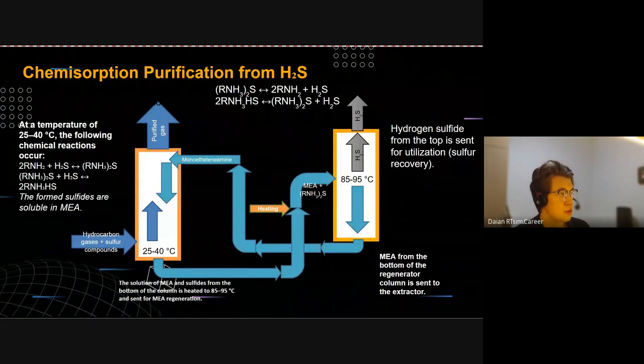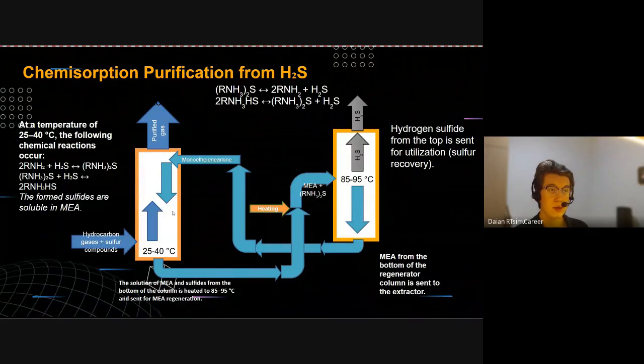Physical absorption processes are based on the physical dissolution of impurities in special solvents. Common examples include Rectisol, a cold method, Purisol with N-methylpyrrolidone, and other methods. But in our case, in the amine treatment unit, the main one is the chemical absorption process.